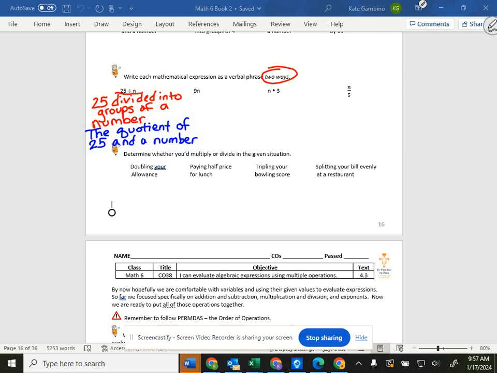On the bottom, it says determine whether you would multiply or divide in the given situation. So it doesn't have those words from our table, but I want you to read it and work it through logically. Are you multiplying up? Is the number going to get bigger? Or are you dividing down into a smaller number? So if we are doubling your allowance, if you double something, are you getting bigger or smaller?